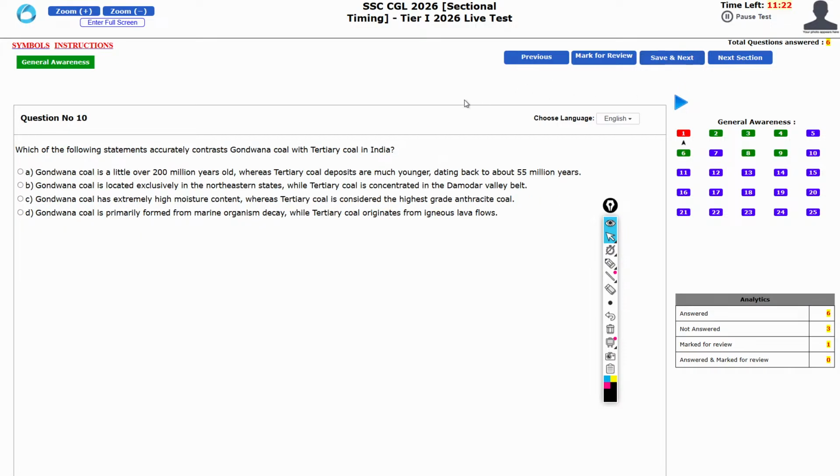Which of the following statements accurately contrasts Gondwana coal with tertiary coal? Gondwana coal is older, whereas tertiary coal deposits are much younger. Yeah, tertiary is not good graded, so it must be younger. It's located exclusively in the northeast. No, Gondwana is not in the northeast; tertiary is the northeast. Gondwana coal extremely high moisture, high graded? No. Gondwana coal is primarily formed from marine organism decay, igneous lava? Where is a volcano in the northeast? So definitely the first one.